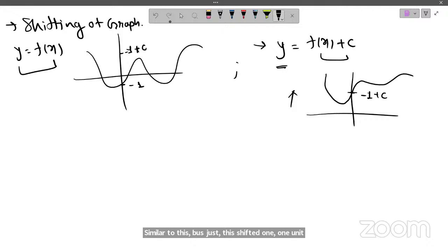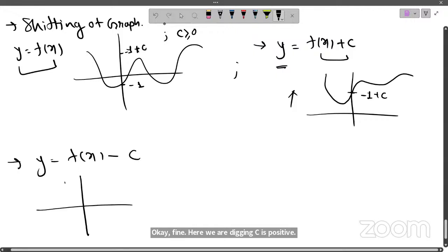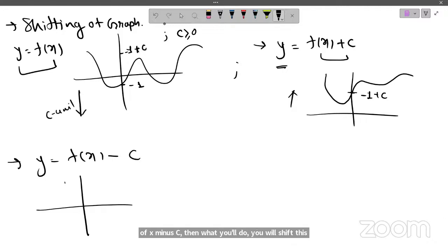Okay. Now, if someone tells you to plot the graph of y is equal to f of x minus c, where c is positive, what will you do? You will shift this graph downward by c units. Then this will be the graph of f of x minus c.